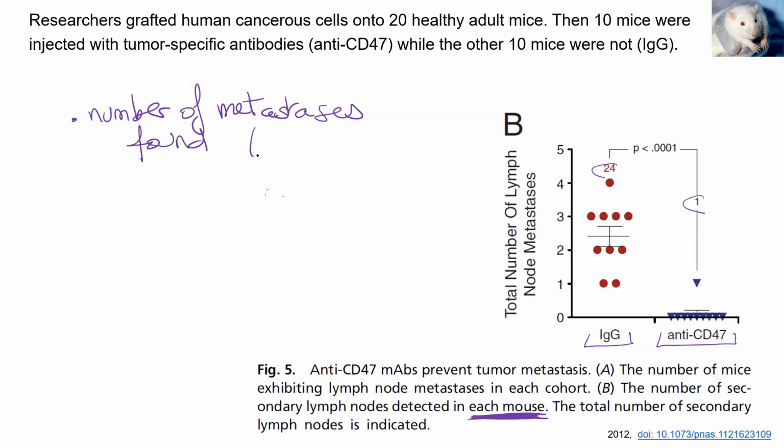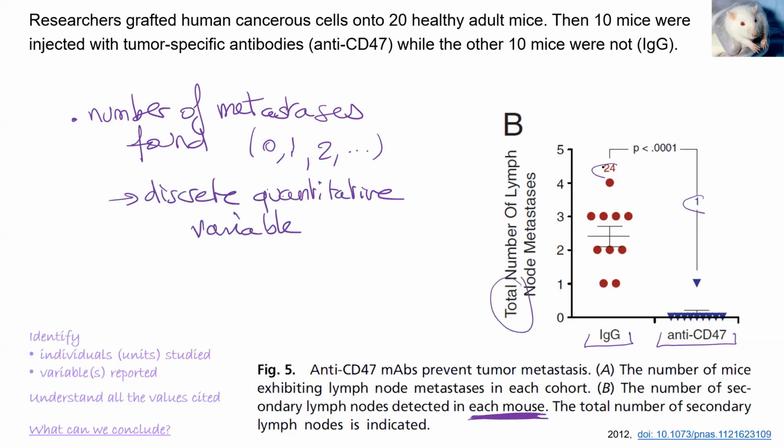And the possible values are 0, 1, 2, and so on. So this is a discrete quantitative variable. The numbers circled here represent the total for each group, which, as you can see here, for the tumor-specific antibody treatment, almost all of the mice had no metastases, so zeros, but one mouse had some, and it had exactly one metastasis. Therefore, the total is 1.